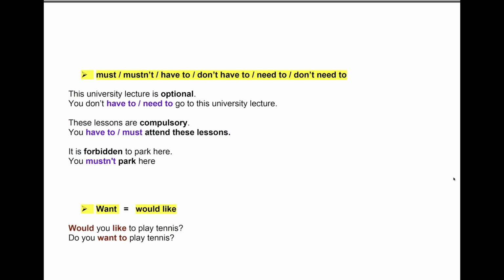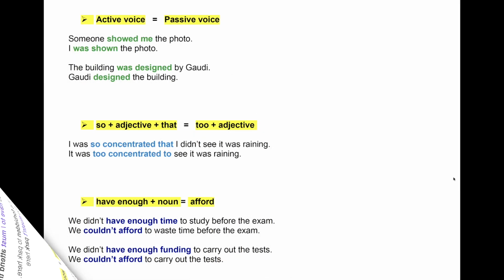Want is changed into would like. Would you like to play tennis? Do you want to play tennis? The active voice is changed into the passive voice, especially in academic sentences.